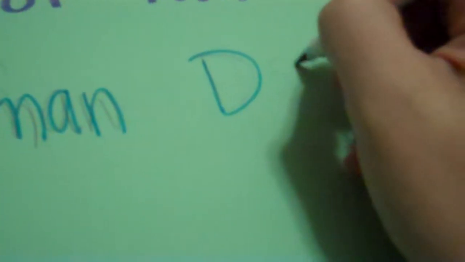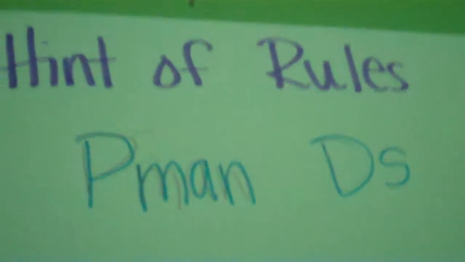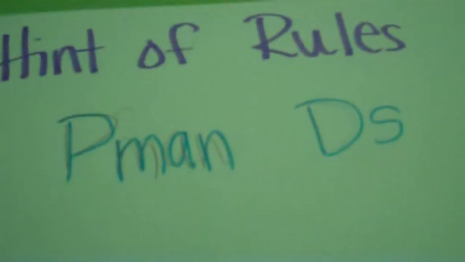So, a hint of your rules. This little thing, I know it's going to sound dumb, but it's going to help you remember the rules, and it's called Pac-Man. So, we're going to put a P and then the word man. Pac-Man DS. Okay? Pac-Man DS. Sounds dumb, I know. It's corny. But it's going to help you remember the rules, and here's why.